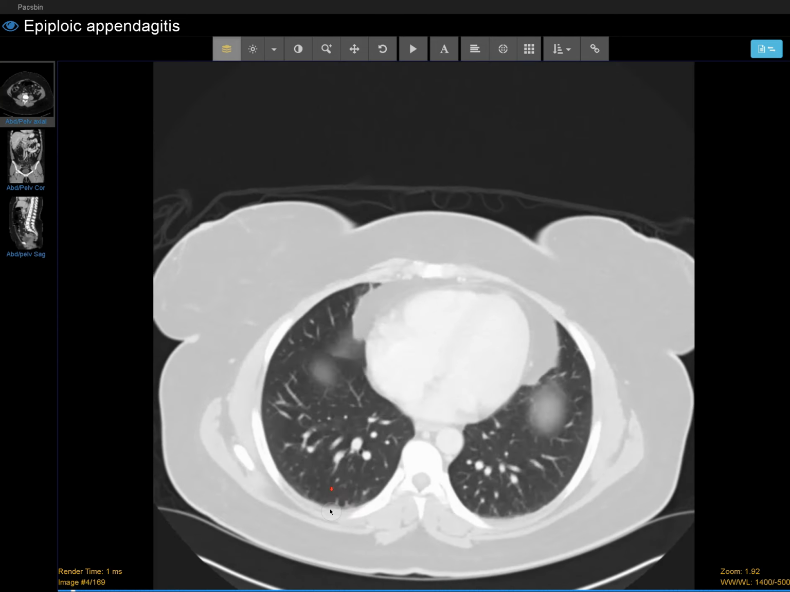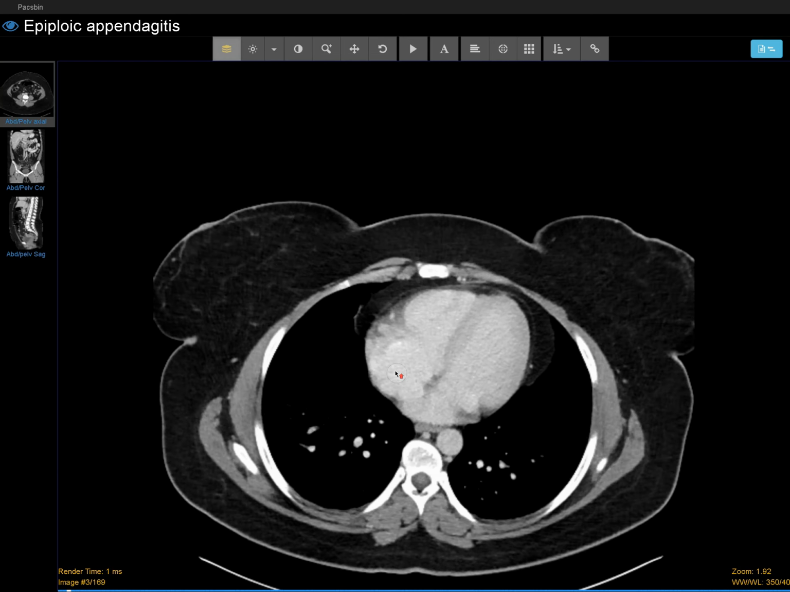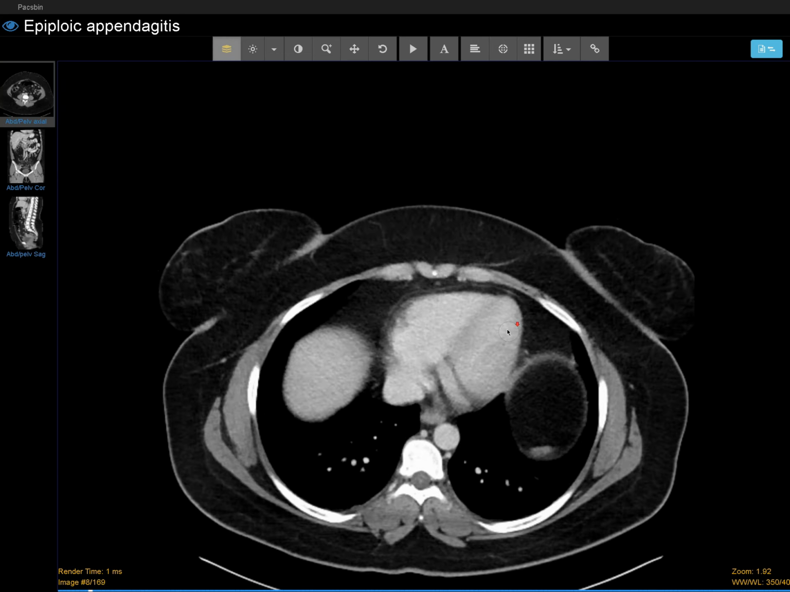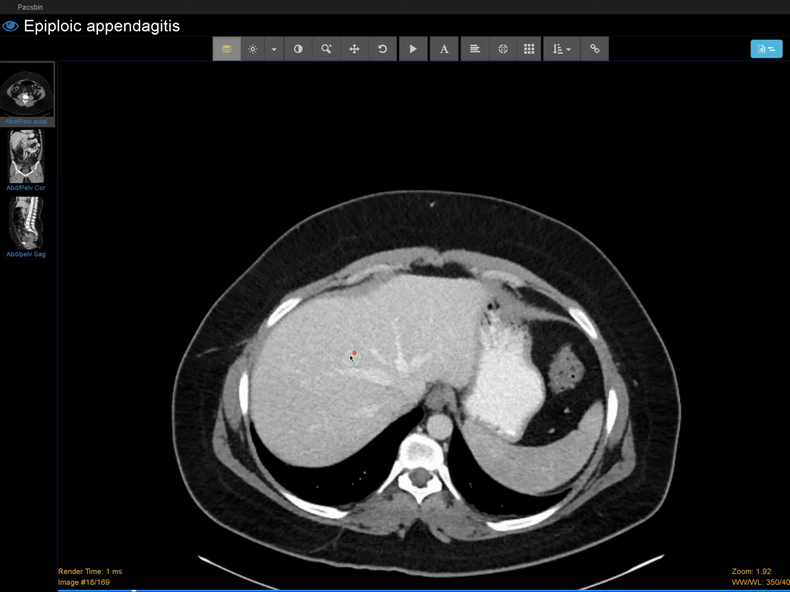Let's start with the lung bases. Some atelectasis in the lung bases. I didn't see pleural effusion, pneumothorax, or consolidation. Quick look at the heart and the pericardium. The pericardium looks okay. I didn't see anything concerning inside of the ventricles that represents thrombus.